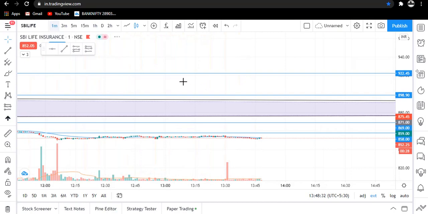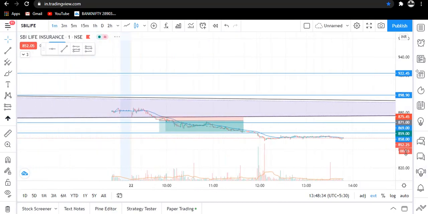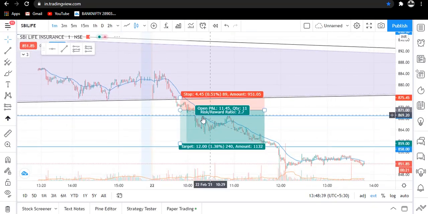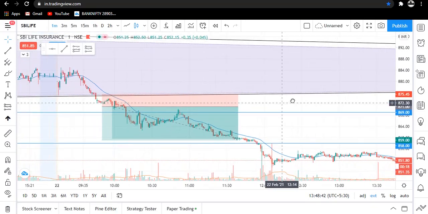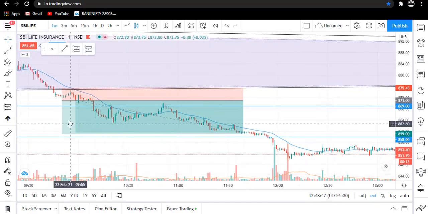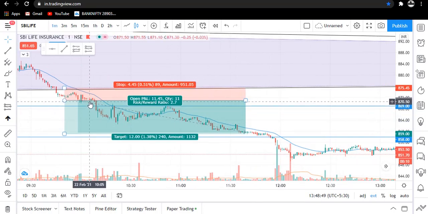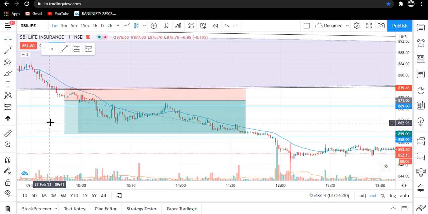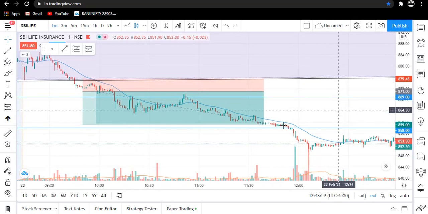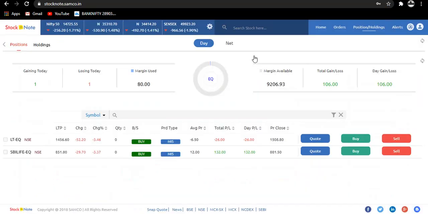So now coming on to the 1-minute time frame. What happened in the morning? It gave a breakout of this pattern. Here you can see, and when it gave a breakout, I entered here with a stop loss at the previous swing high, and the target was the next resistance. So this is what happened and our target was achieved, and the net profit of today is 106 rupees.